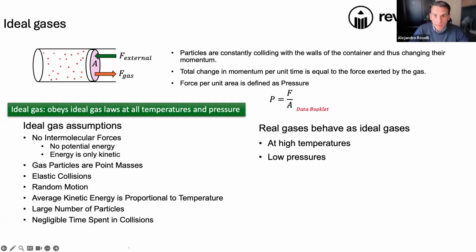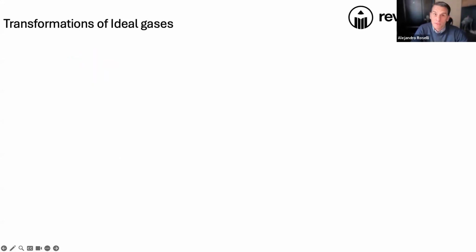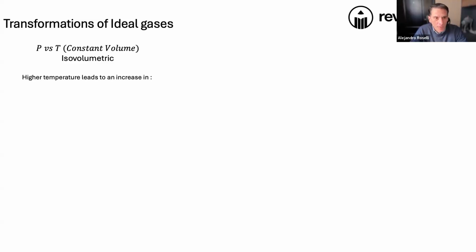Now, the state of an ideal gas is defined by some macroscopic variables like pressure, volume, temperature, and its internal energy. Those magnitudes can, of course, change, and we will be discussing some of the transformations that ideal gases can go through. First, let's assume that we are changing just the pressure and the temperature, keeping the volume constant. P versus T at constant volume is called an isovolumetric transformation. Iso meaning equal, volumetric, well, you get the idea, same volume.